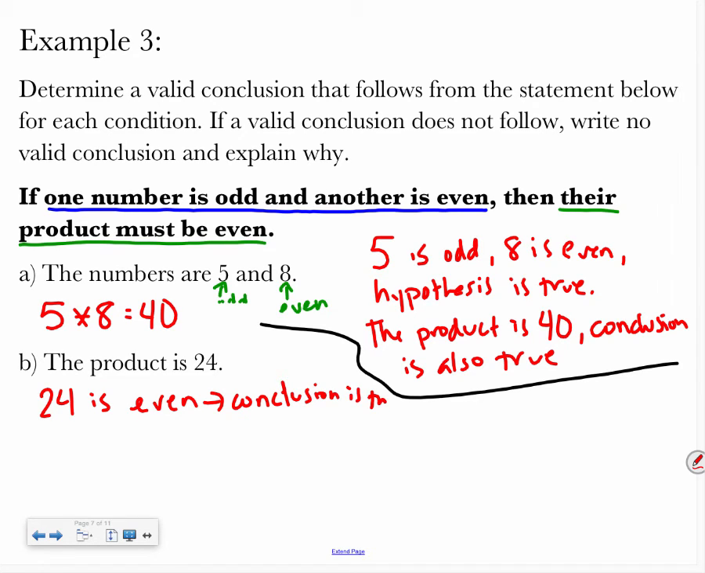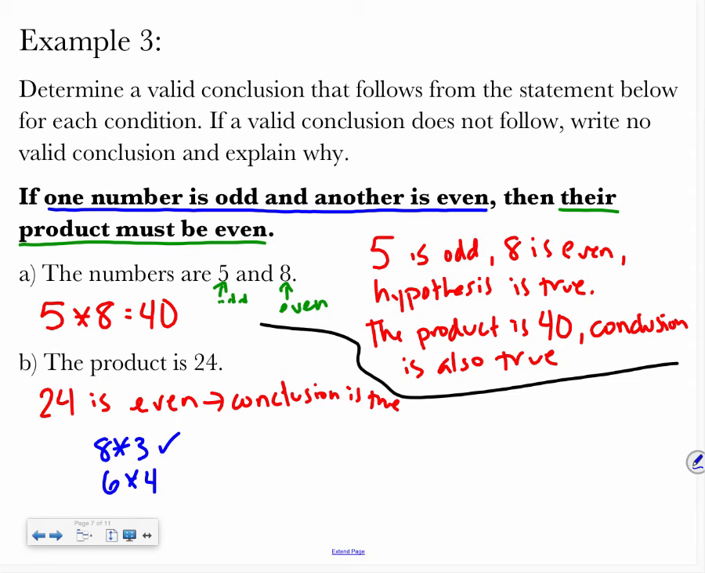is true. Okay, but now we need to find what makes our hypothesis true as well. So what are some numbers that multiply to 24? See, we have 8 times 3 would be one example, and one is odd, one is even, so that checks out. Let's see, what else multiplies to 24? We could do 6 times 4. Uh-oh, both of those are even though.